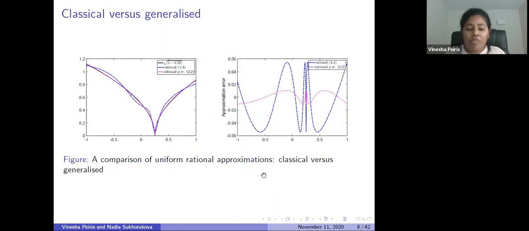So if we know what basis functions we should use, and if we know where we should locate these nodes exactly, then it is highly likely to get an accurate approximation rather than using classical rational functions.